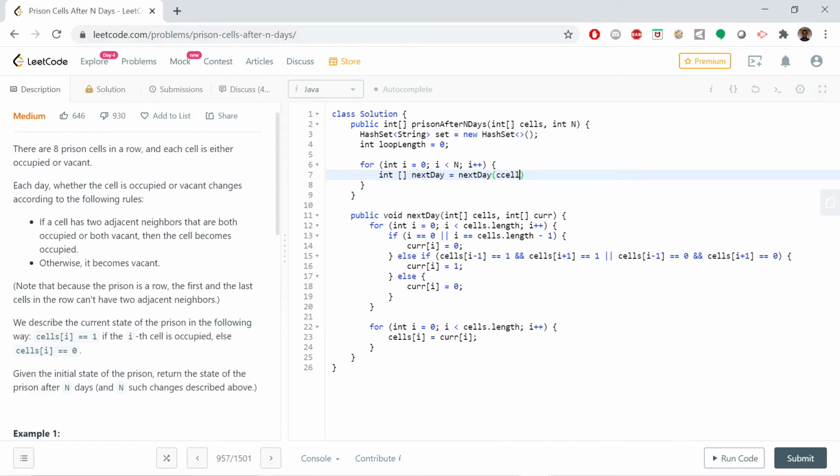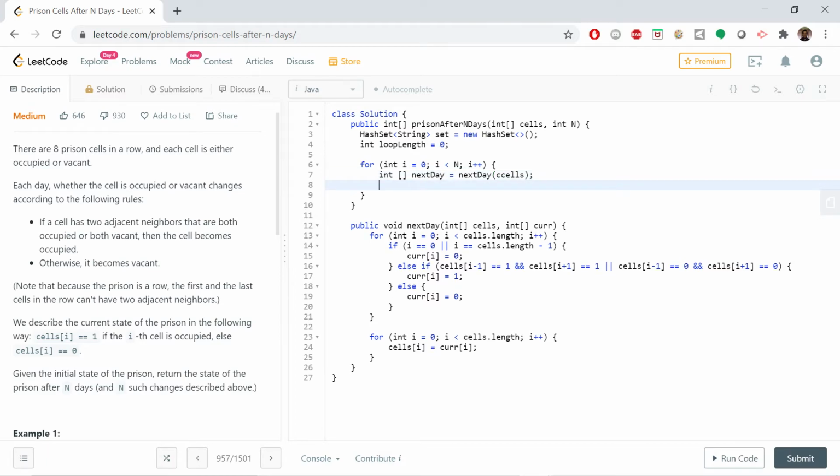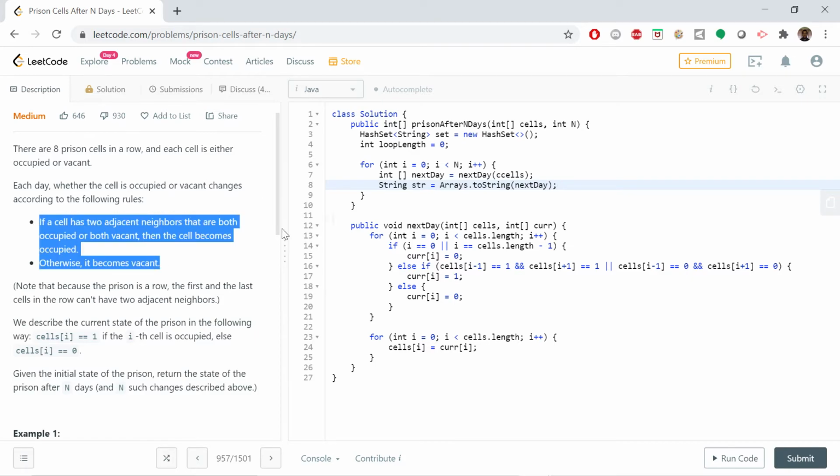Pass in our cells. And after we have this updated array, we actually need to convert it to a string. So string equals next, actually it's going to be Arrays.toString, and we're just going to pass in next day. So we now have a string representation of our updated array after the rules were applied.